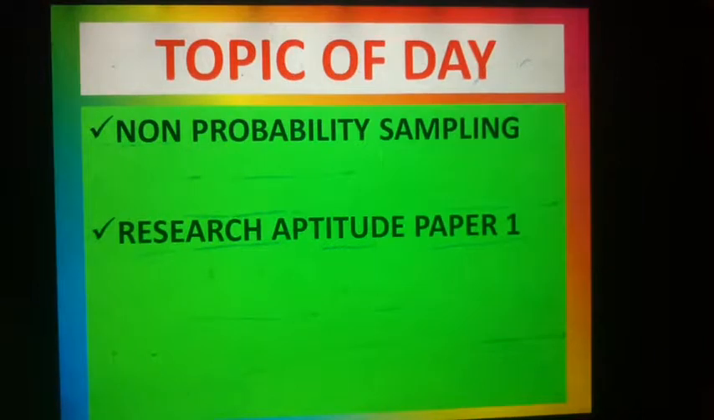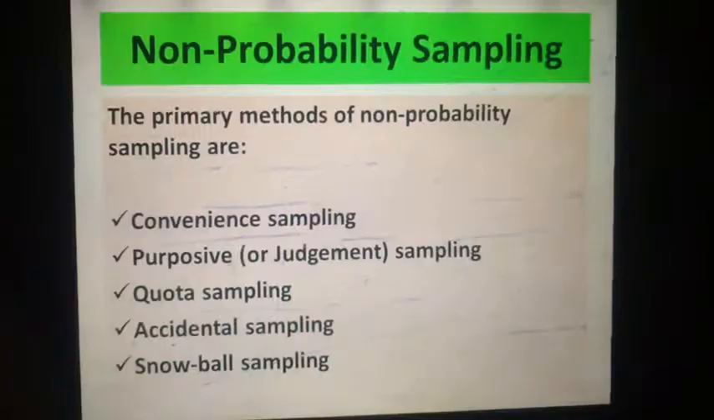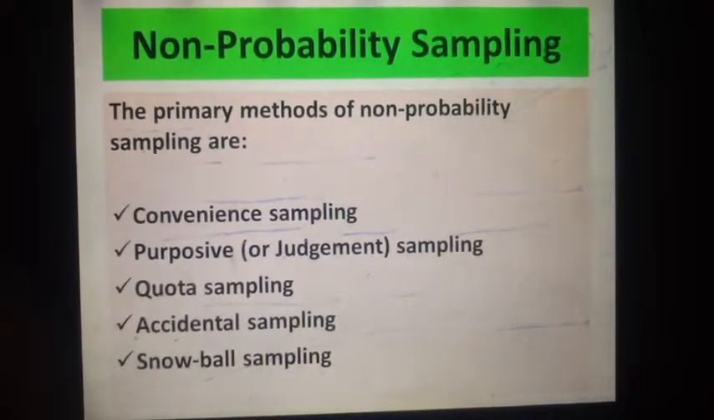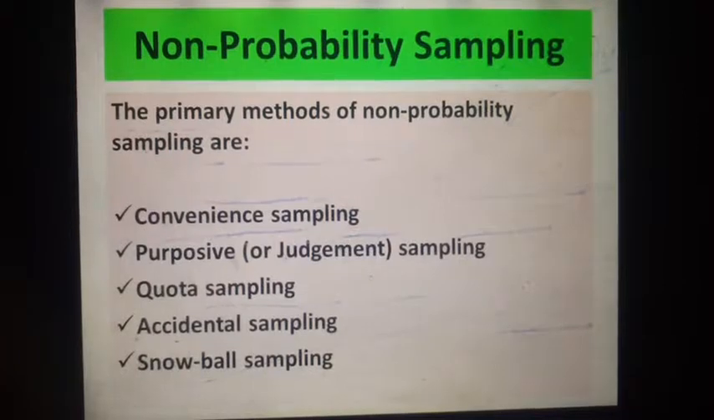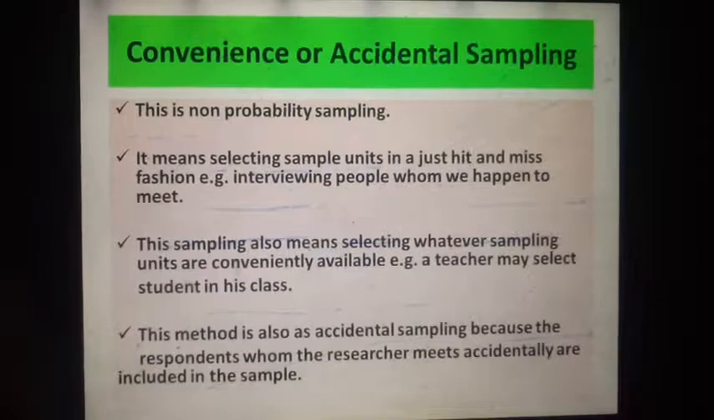The topic of the day is non-probability sampling, which is a research aptitude topic. It is really useful for your Paper 1. What are the different non-probability sampling techniques? The primary methods of non-probability sampling are convenience sampling, purposive or judgment sampling, quota sampling, accidental sampling, and snowball sampling.